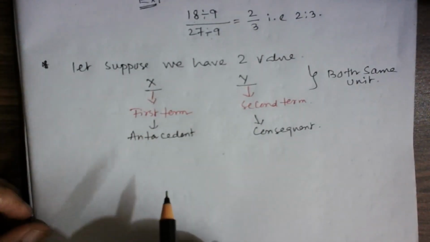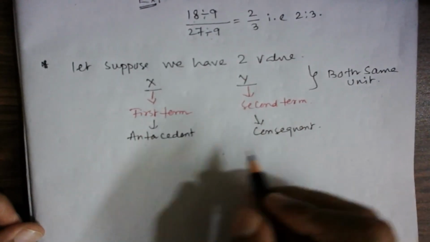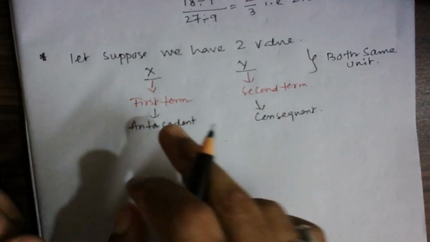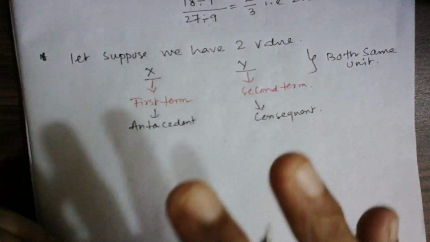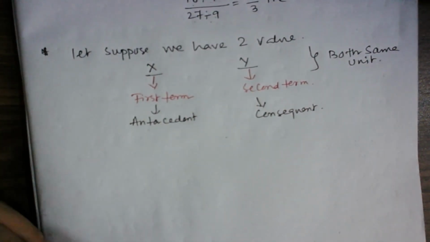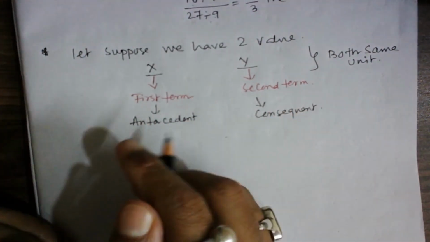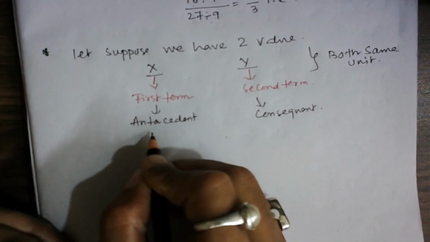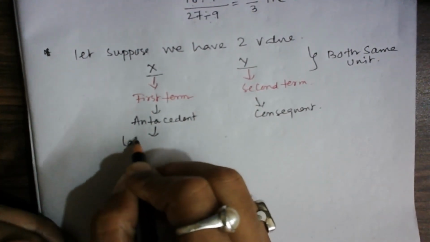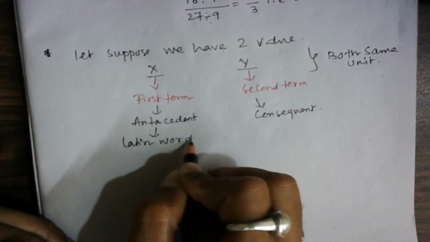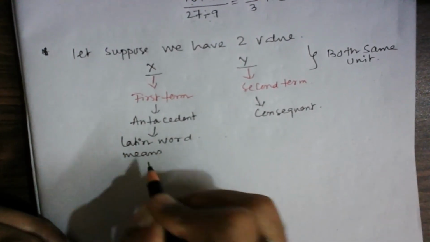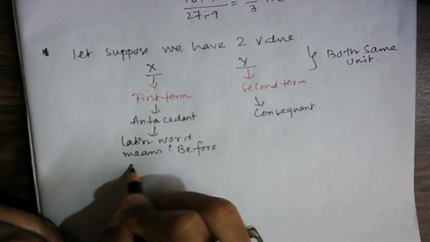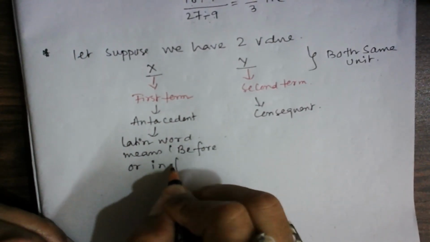Now let's understand why it is called antecedent and why it is called consequent. See, both words come from Latin. The word antecedent comes from a Latin word which actually means in front of or before.